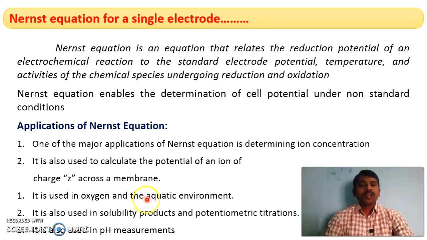Then in oxygen and aquatic environment, water sample quality testing and oxygen environment testing, in these cases also we use the Nernst equation. The Nernst equation is also used to find out solubility products, and in potentiometric titrations. Another important application of the Nernst equation is pH measurements. Measuring pH also needs the Nernst equation. These are some applications of the Nernst equation.